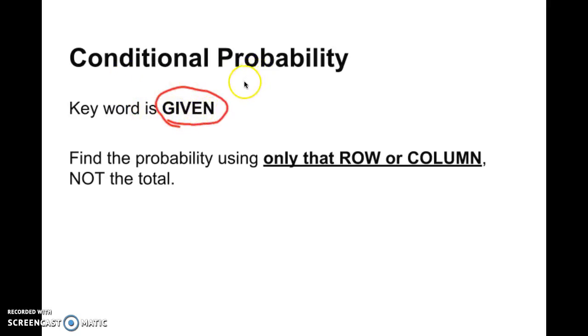And all you really need to know for conditional probability is that you're not going to be using the total for the table. So you're going to find the probability out of that row or that column only, whatever you are given. If you're given something that's a column, then you're only looking at that column. If you're given something that's a row, you're only looking at that row, not the total in the table. And that's really the only thing that's different. So we're just going to go and look at some examples.